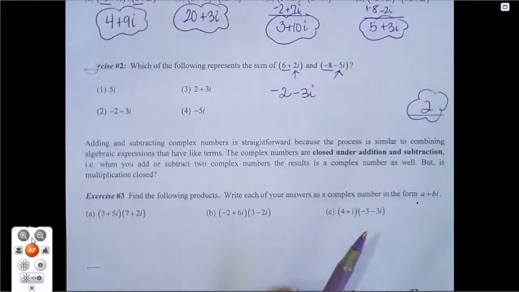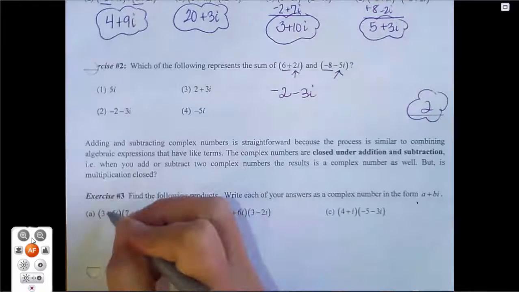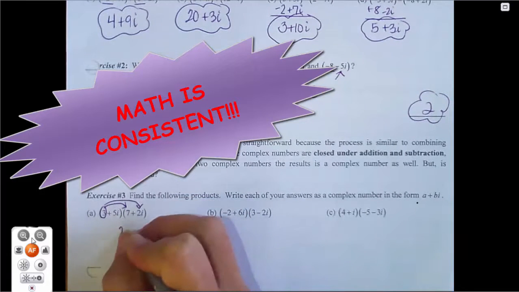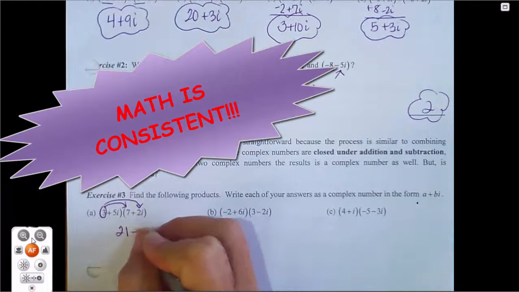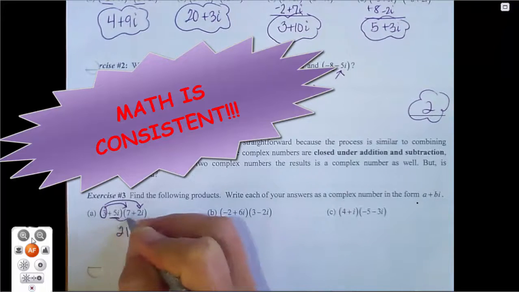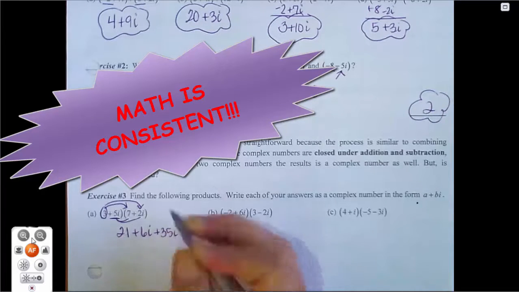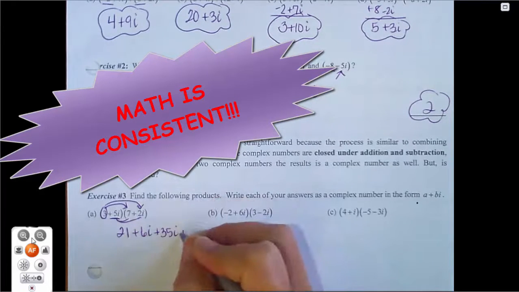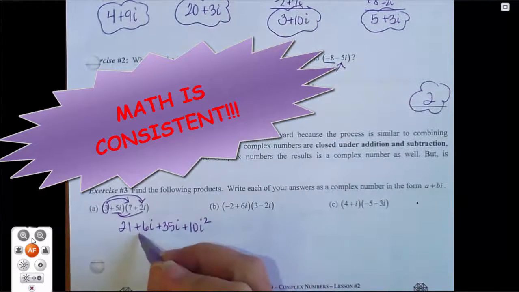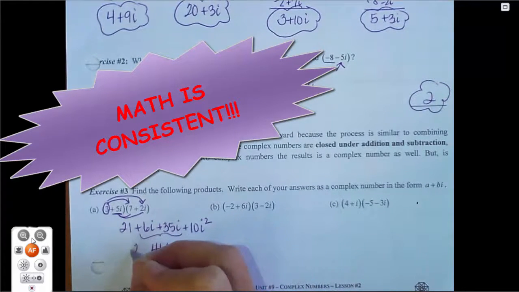So here we're multiplying, which means we need to double distribute because we're multiplying binomials. So we'll take our first term and multiply it through the second binomial. 3 times 7 is 21. 3 times 2i is positive 6i. We're done multiplying 3 through, so we'll move over to 5i and multiply it through. 5i times 7 is positive 35i. 5i times 2i is positive 10i squared. We'll now combine like terms. 6i plus 35i is 41i. We'll bring down that 21 out front.